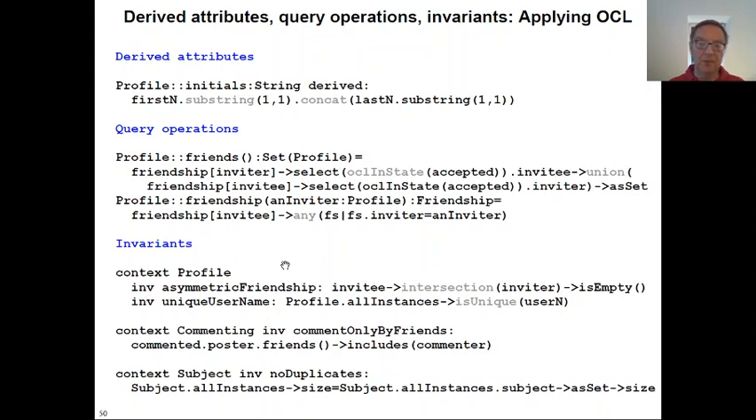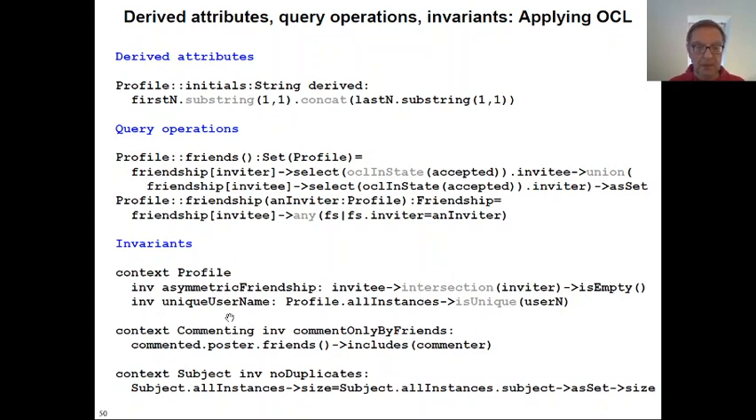Well, I'm navigating from the current profile to the invitee objects, and I'm navigating here to the inviter objects, and I take the intersection, and I require that the intersection is empty. So I cannot be connected to a profile object both through the invitee role and with the inviter role. Intersection and union are common operations on sets and bags.